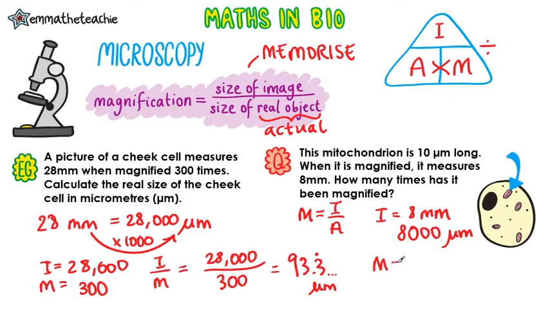Okay, so now we can put our numbers in. Magnification is image over actual. So we're going to do 8,000 divided by 10. And that is simply going to give us a magnification of 800 times. You don't need to write anything after it, it's just 800.